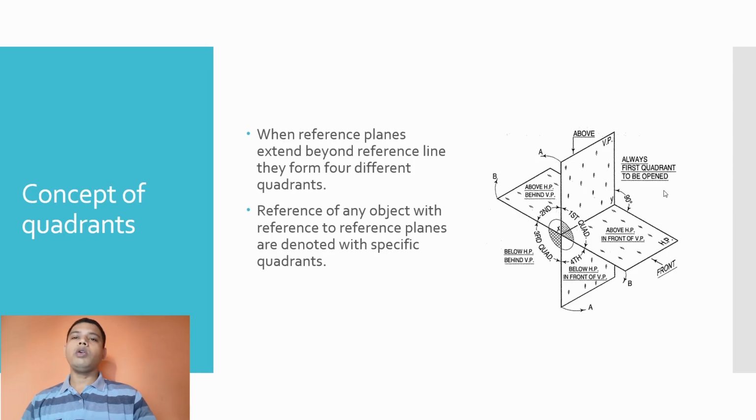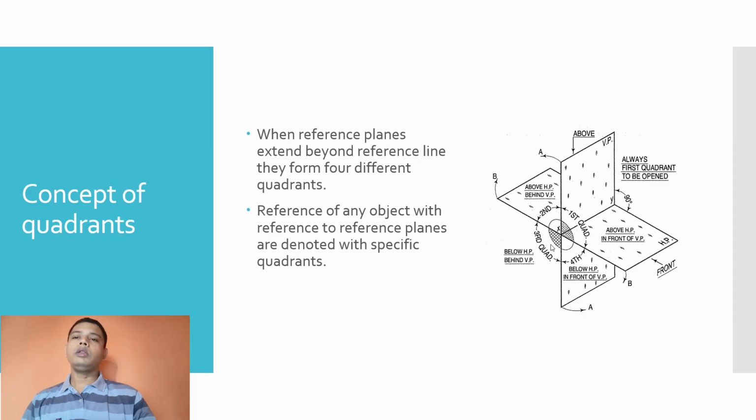Let's say you are keeping an object here in the first quadrant, then whatever image will be generated will be generated in this plane only. The image generated in this plane will be called the elevation, while the image generated in this plane will be called the plan view or top view. Now keep in mind that this is the vertical plane, this is the horizontal plane, and they intersect each other perpendicularly at the point 0, 0, 0, and this point is called the origin.